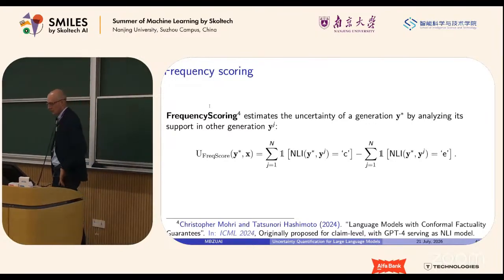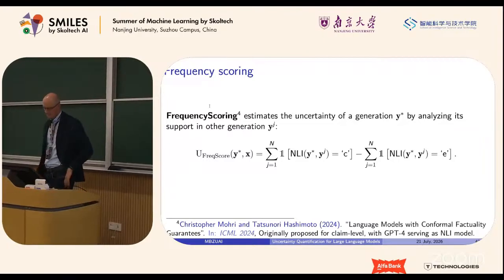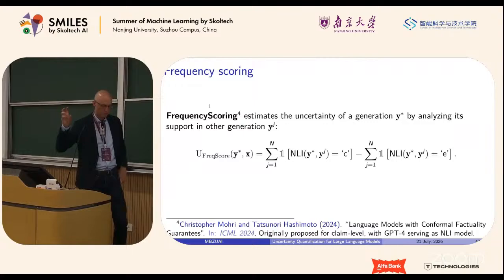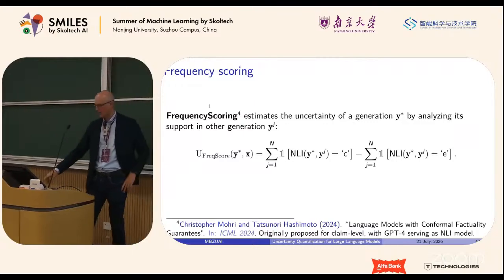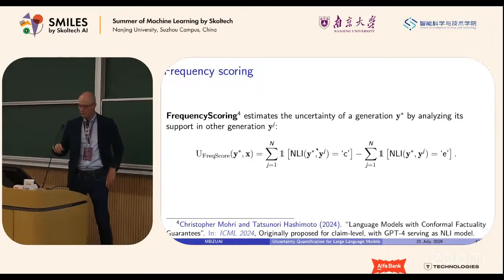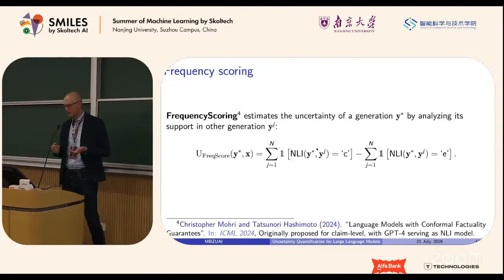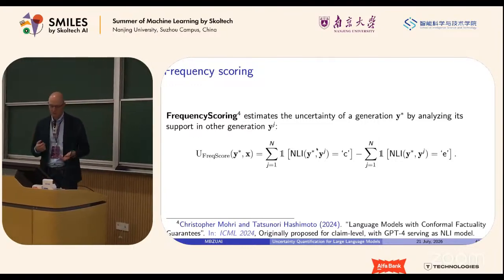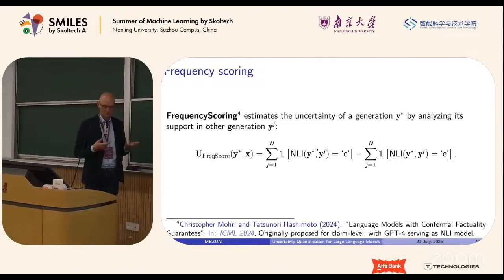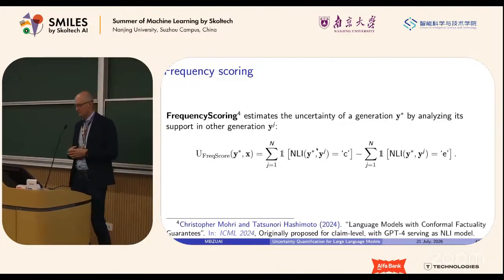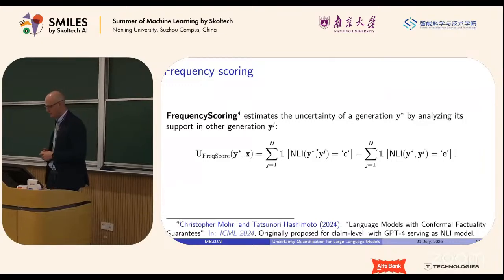You can just analyze, let's say you have selected a certain answer of a language model to show it to the user, which is depicted here as Y star. You can just count how many times other generations from the language model agree with this generation. And that's actually a pretty good baseline, which is sometimes hard to beat.